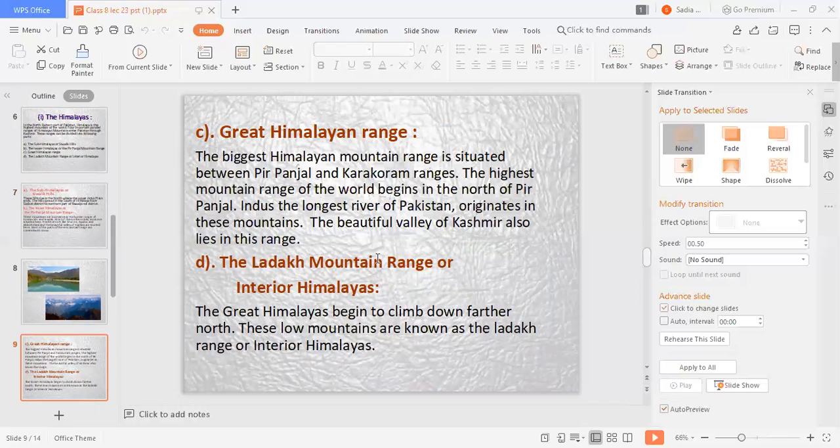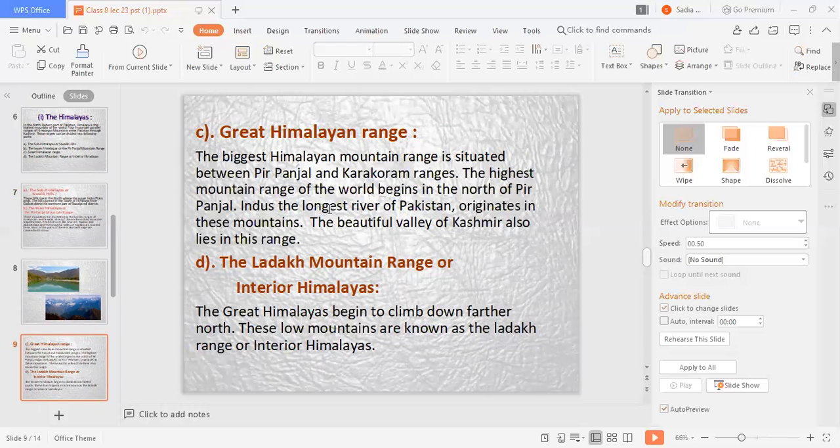Third one is the Great Himalayan Range, and these are the biggest Himalayan mountain range which is situated between Pir Panjal and Karakoram ranges. So the highest mountain range of the world begins in the north of Pir Panjal, यानी पीर पंजाल के नॉर्थ में ये माउंटेन रेंज शुरू होती है, and this is the biggest Himalayan mountain range. हिमालय की बहुत बड़ी माउंटेन रेंज है which is situated between Pir Panjal and Karakoram range. कराकरम और पीर पंजाल रेंज के दरमियान में है ये, and the highest mountain range of the world begins in the north of Pir Panjal.